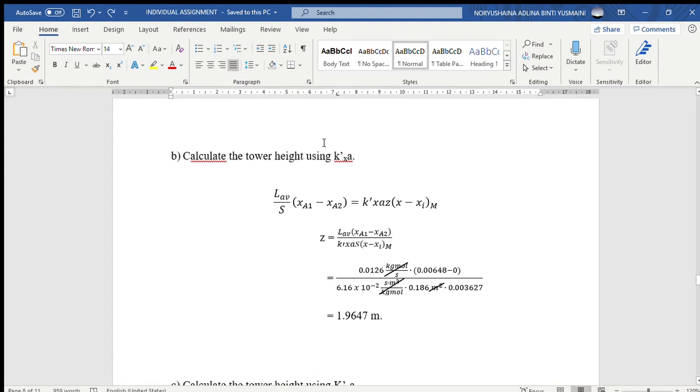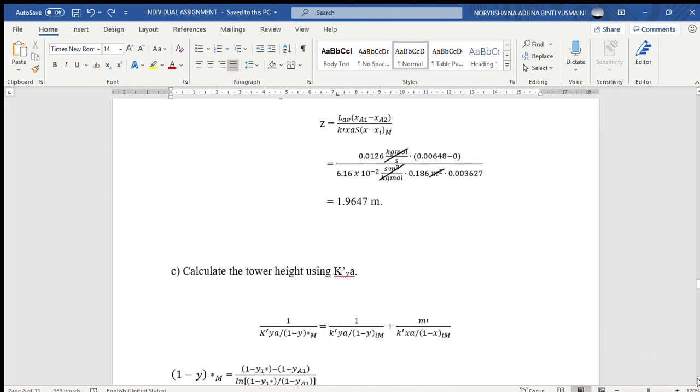So for question B, we need to calculate the tower height using K prime Xa. Using the K prime Xa, I realized that it used the L average value. So same as previous, I make Z, or height, as the subject, and I rearrange back the equation. The equation turned out like this after I substitute all the data, and I finally got the height using the K prime Xa is equal to 1.9647 meter.